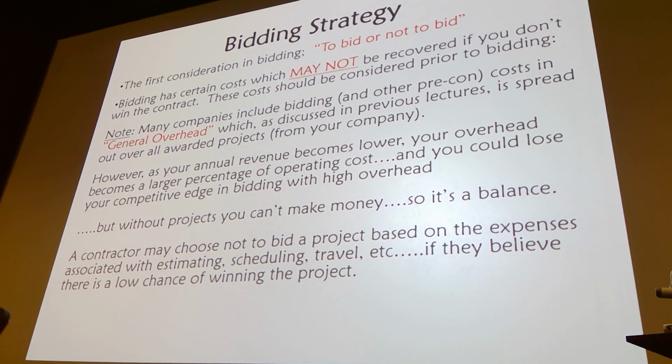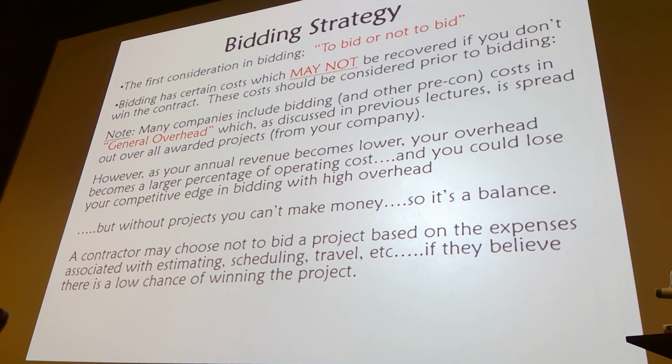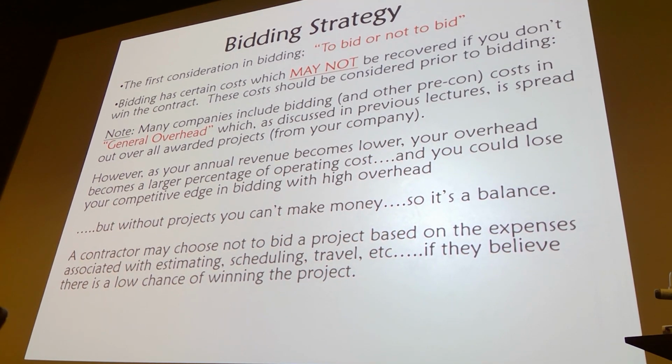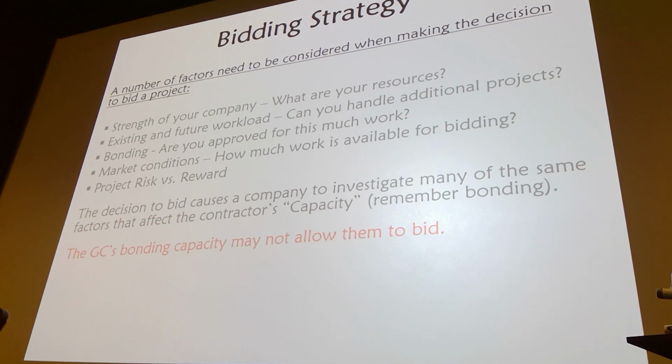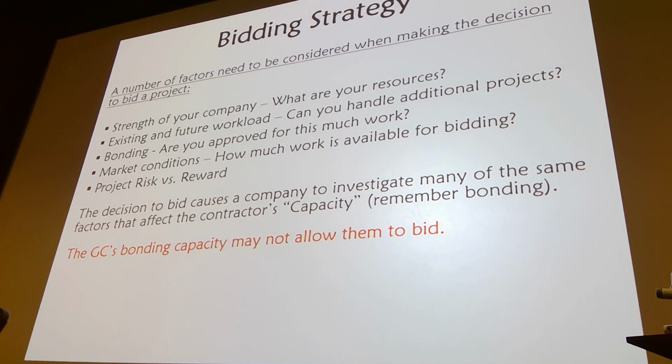All right, we get into bid strategy then. What's the first question? Do we bid this or not? And what are some of the reasons why we might not bid it? We might not have the capacity. We might not have the room in our bonding limits. Okay? It may be just too risky of a job. Those kind of things. Yeah, pretty well covered those.